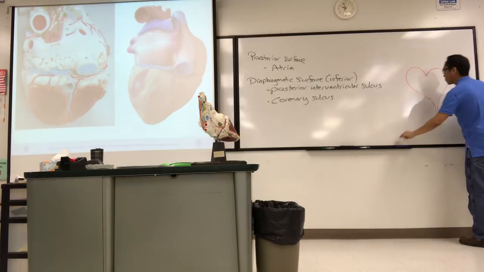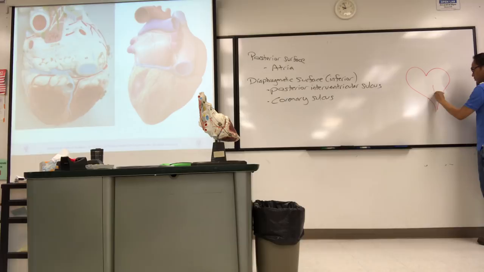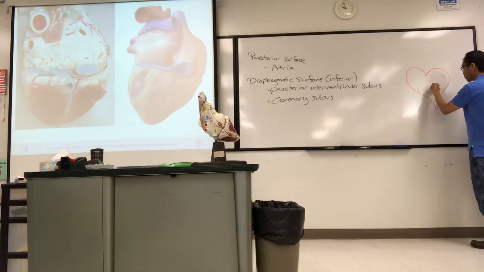So I said before, you have the anterior interventricular sulcus going down the front. But it connects with this one in the back. So I'll draw it as a solid line in the front, and then there's that one in the back, I'll draw as a dotted line. And they connect at the apex of the heart. So it kind of goes front to back.